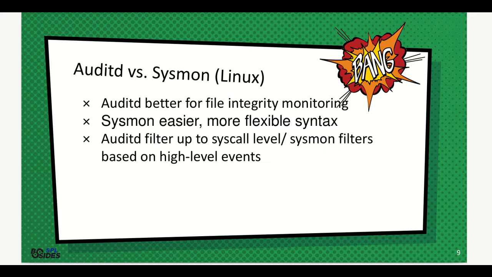Auditd is better for file integrity monitoring on Linux because it detects file creation, deletion, and file changes with its watch policy action, where Sysmon will only cover file create and deletion events with event IDs 11 and 23. Auditd filters up to the syscall level, while Sysmon filters are based on high-level events via the eBPF filter driver. However, Sysmon has a much easier and more flexible rule syntax, and the added benefit that the alerts and logs will be the same format as your Sysmon events for Windows systems. This goes a long way towards reducing complexity from an analyst perspective.